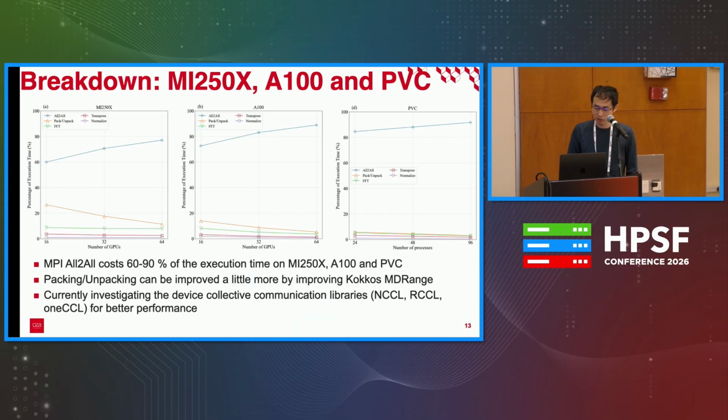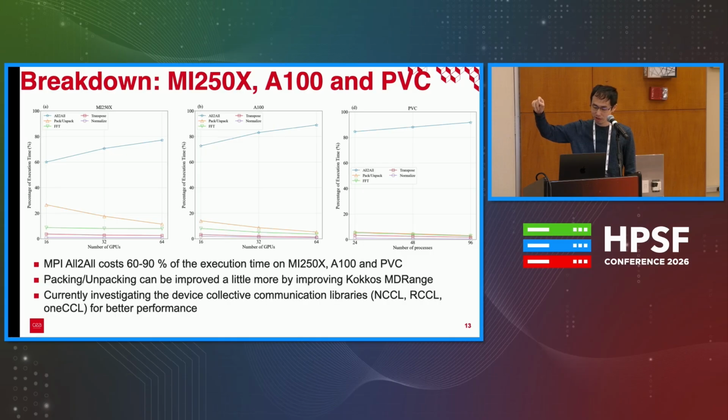If you look at the breakdown of each part of the kernels, the all-to-all is the blue one, which is the most important. Some computation is written in the pack and unpacking is in orange, and the FFT is the green one. As you can see, the all-to-all is most likely the major bottleneck, and most of the cost is coming from that.